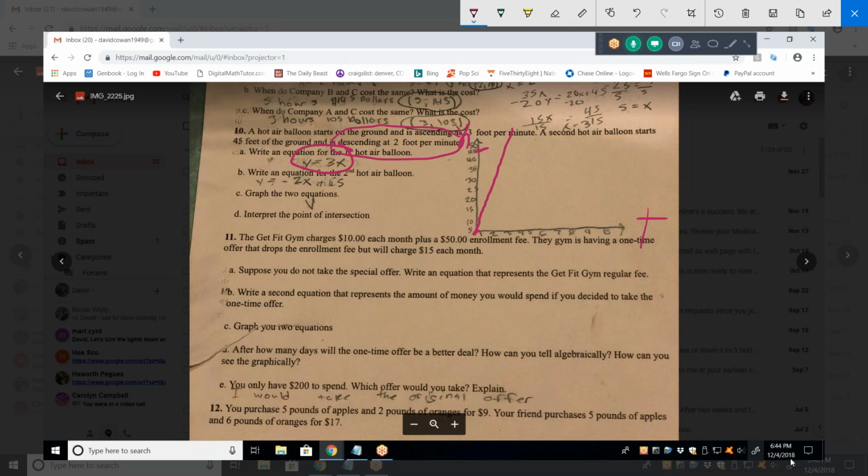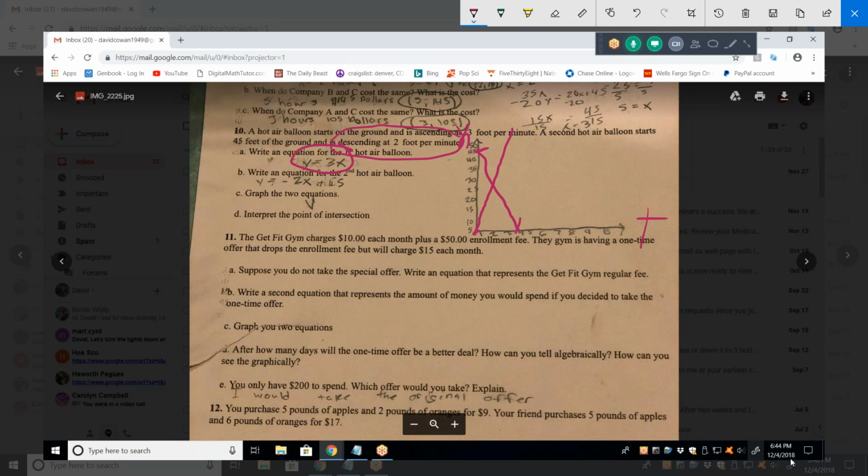Oh, what, 2 feet? Almost. No, 2 feet. Is it positive or negative? It's negative, because it's going down. It's descending at a negative slope. It starts right there, and a 2-foot down slope is like that.